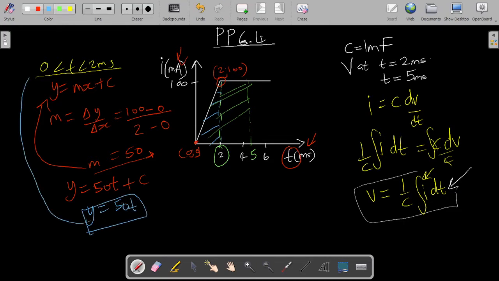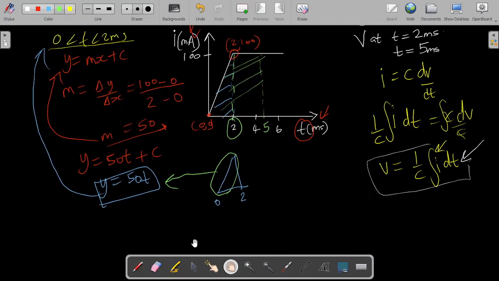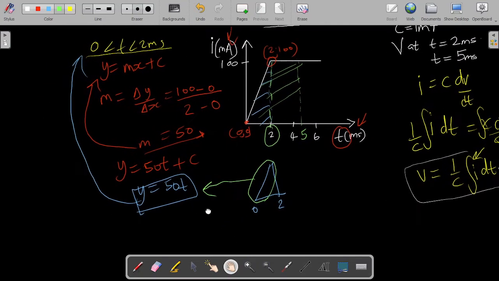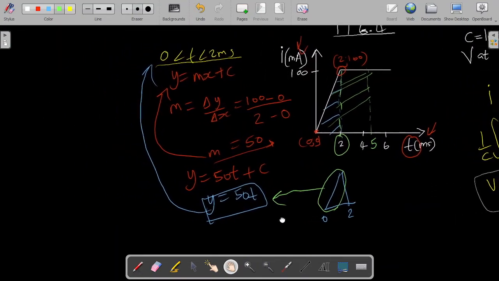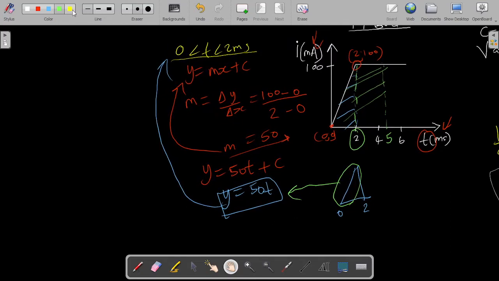So this is our formula for this region. The triangle region from 0 to 2 milliseconds, we have a formula for this line here, which is that. If we want to find our answer, which is the voltage, you'd now find the integral of this formula between these times, which are 0 and 2 milliseconds. And if you do that, we're going to say the voltage equals 1 over C integral of I dt.